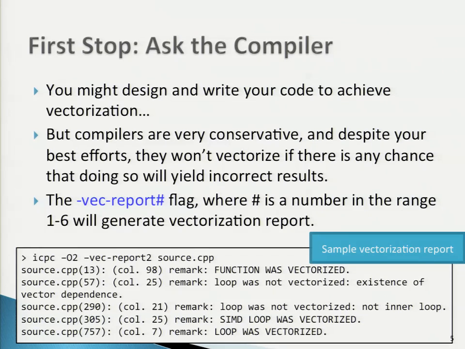And with the Intel compiler, we use the -vec report flag followed by a number. The number is in the range of 1 to 6, and depending on that value, you will get more or less information. So here's an example, like we saw earlier, of compiling with vec report level 2 on some code, and you can see there's quite a few different messages that can be generated.